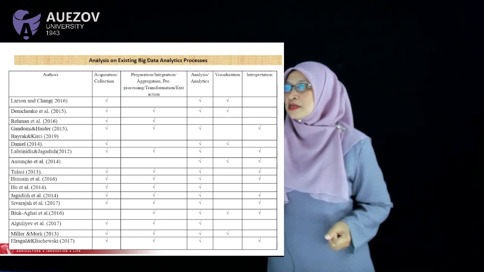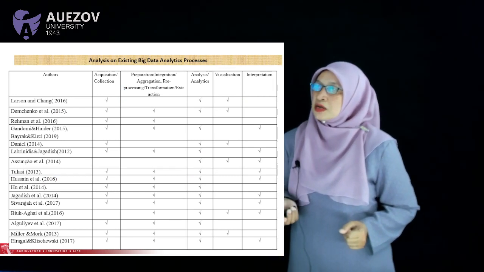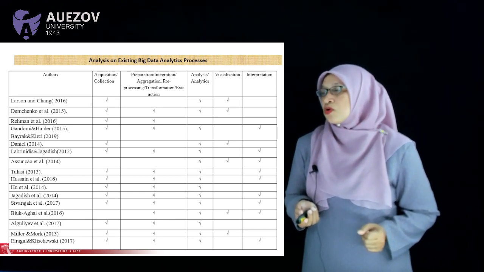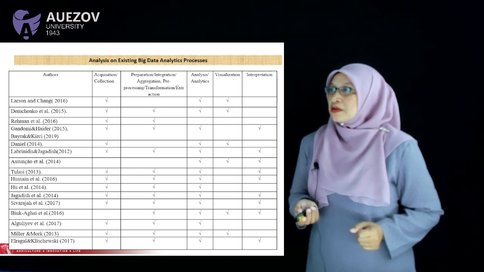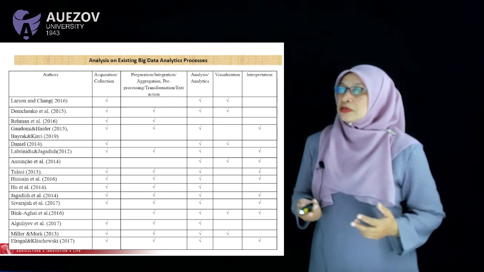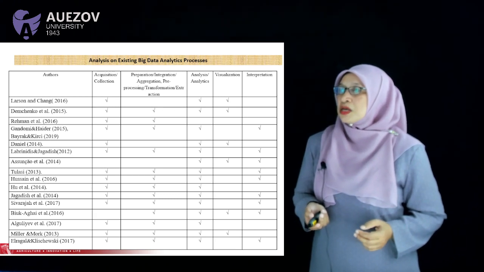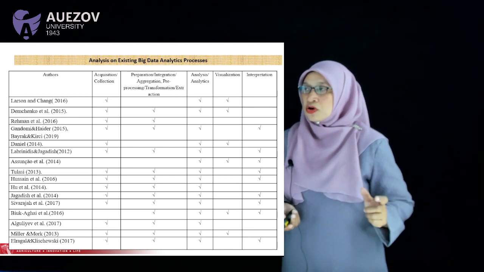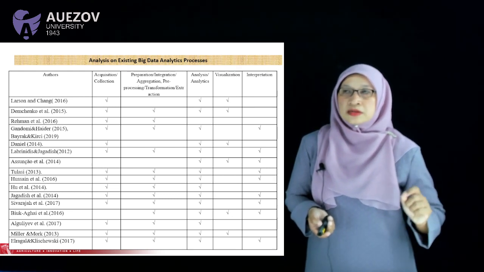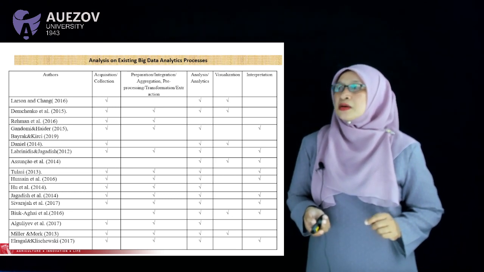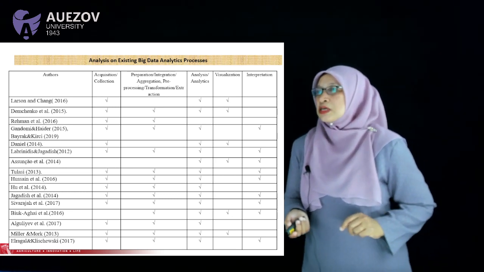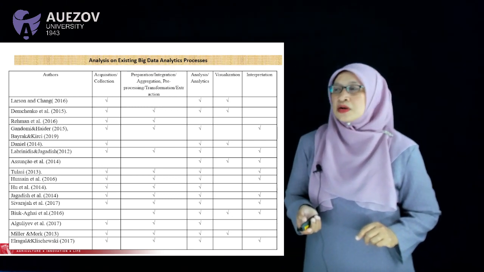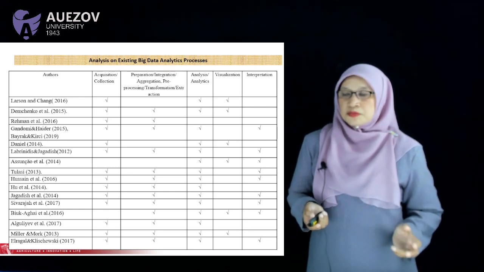Analyzing existing data analysis processes here, we list out on the left column the authors that were referred to, to see how many processes were highlighted by those authors. Each column after that represents a process. A tick means it was highlighted by that particular author. So we have done this summary table to conclude what the related big data analytic processes are.